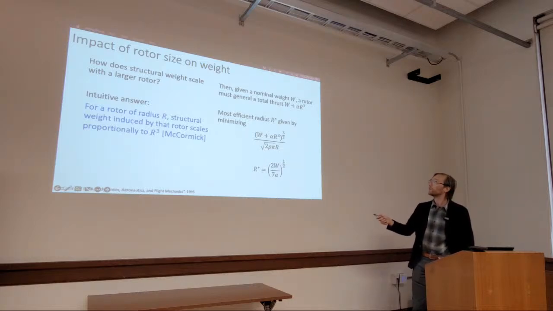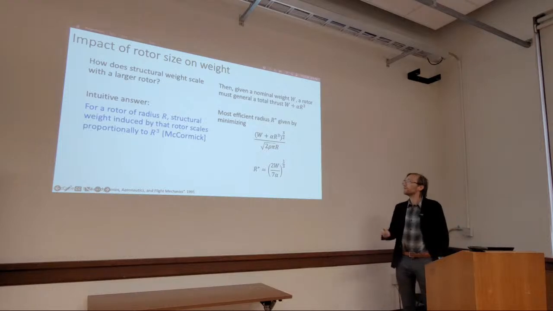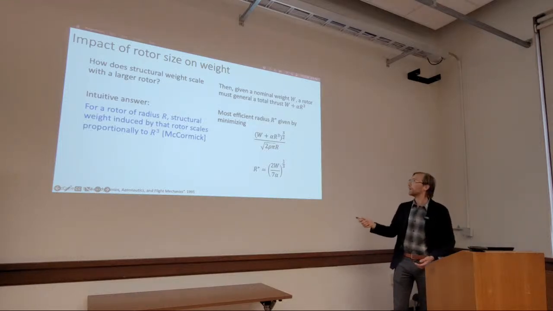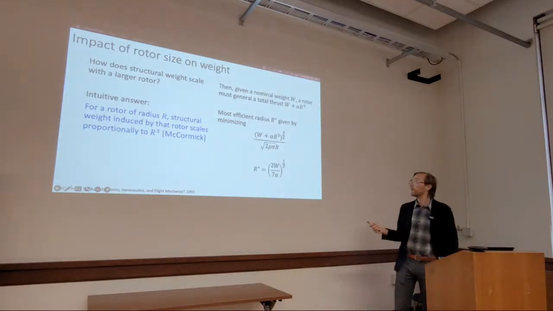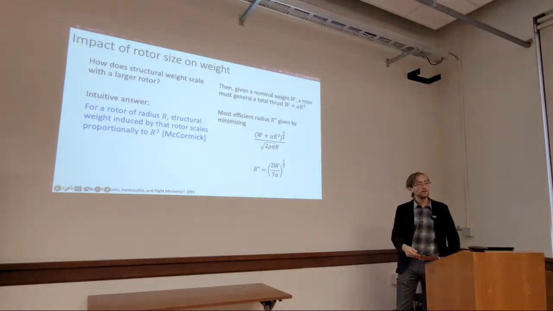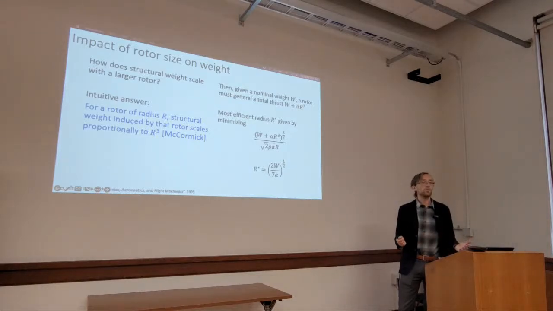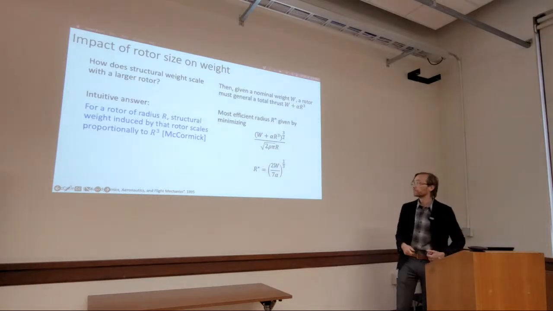So we have the thrust to the power of 3/2 divided by the square root of the area of the rotor, so we have r that ends up here. And so we find some optimal rotor radius that scales with the nominal weight we want to lift to the power of 1/3. Lower than that, and we lose in efficiency because we have a higher disk loading. Higher than that, and we lose in efficiency because the structural weight required for that rotor becomes too big.